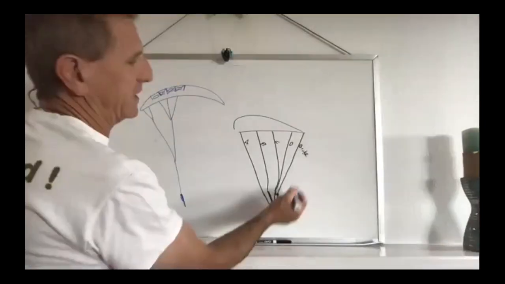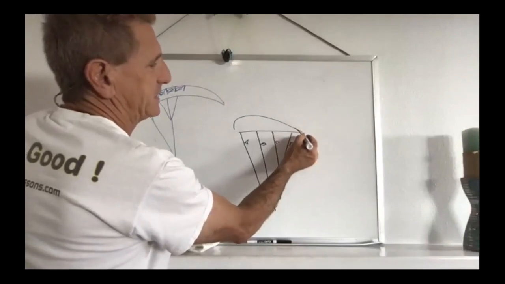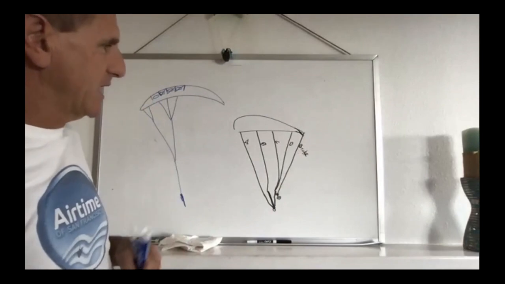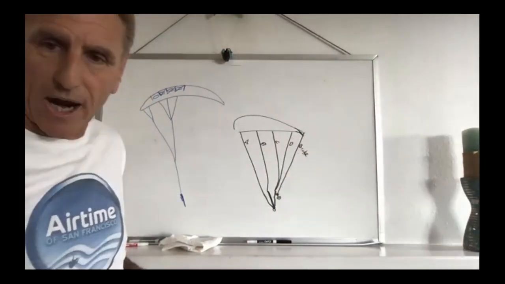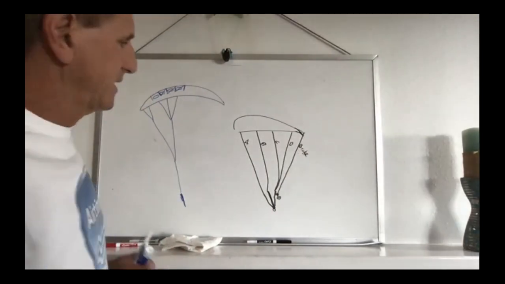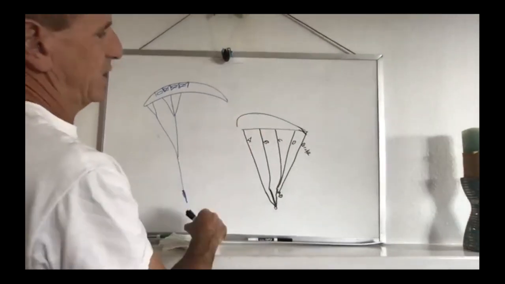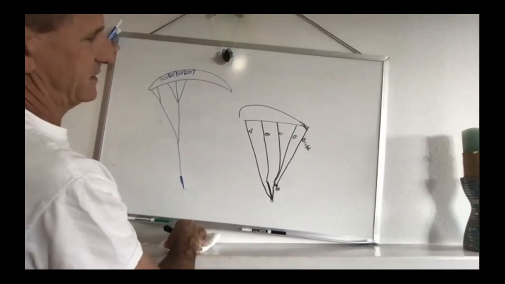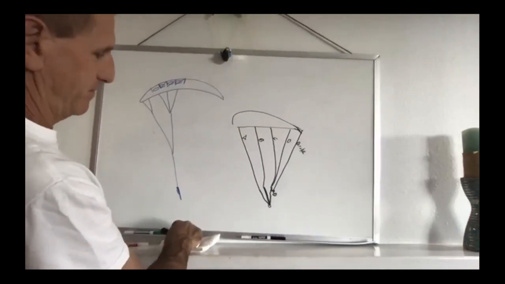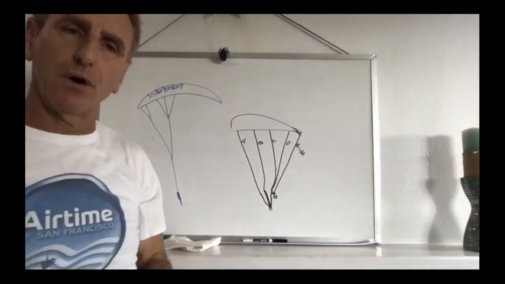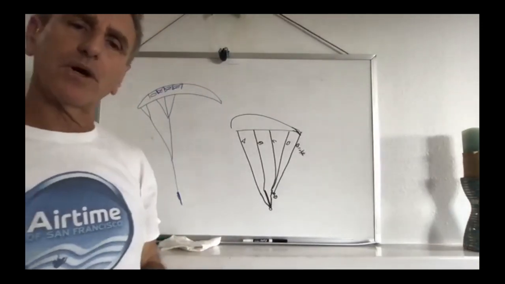Yeah. Okay, good. All right, so when we pull the brake line, what happens is that pulls down the back of the wing, and that creates some drag. What drag does is it actually pulls the wing back a little bit and raises the front up a little bit. And that is what causes the wing to fly slower and slower downward.